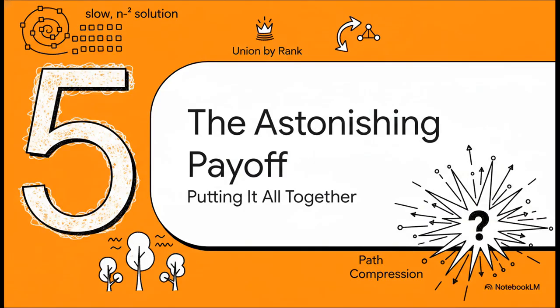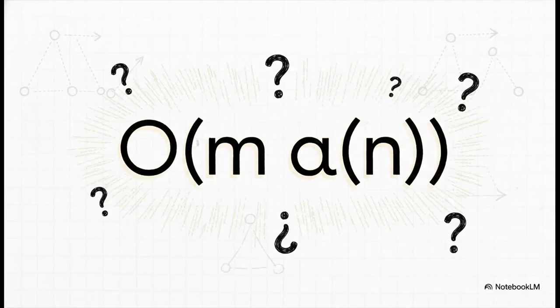We started with a really slow n-squared solution. We moved to trees, which were better, but they had a big flaw. Now we've added two simple heuristics, union by rank and path compression. So what happens when you put these two simple ideas together? Well, the result is, honestly, kind of hard to believe. The math shows that the total time for a whole bunch of operations is on the order of m times alpha of n, which leads to the obvious question, what in the world is alpha of n?